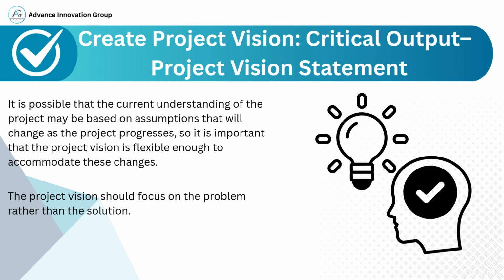So, instead of locking ourselves into a specific solution too early, the vision should describe the problem we're trying to solve or the need we're addressing. This approach gives the Scrum team the flexibility to adapt as new information becomes available. A flexible project vision helps keep the project on track, even when priorities or technical options shift during execution.